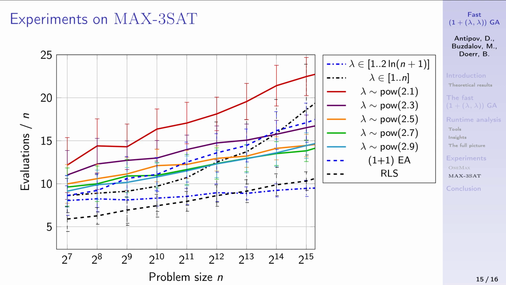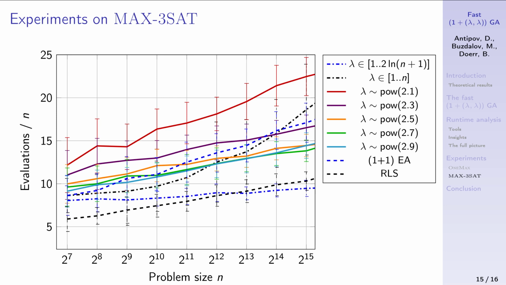Well, here we use the same axes, which means that the y-axis has the ratio of the number of fitness evaluations to n, and you can see that the fast genetic algorithm shown with the solid lines is outperformed by the random local search and by the (1 plus (lambda, lambda)) GA with the 1/5 rule and the capped lambda. These two algorithms are shown with the dashed black line and the blue dash-dotted line correspondingly.